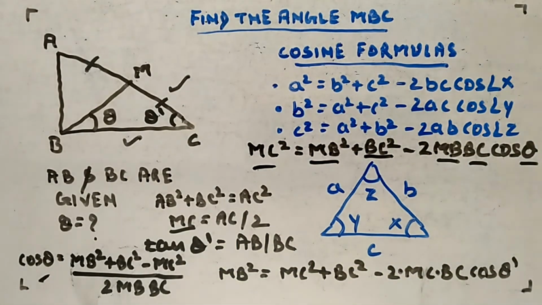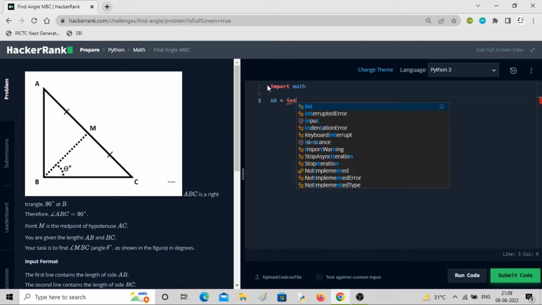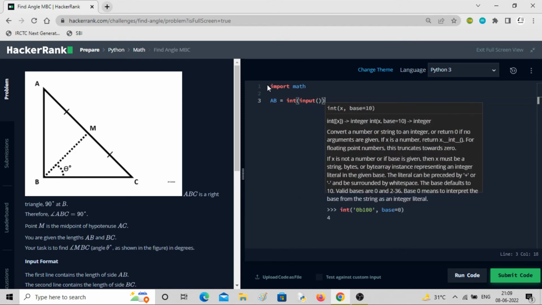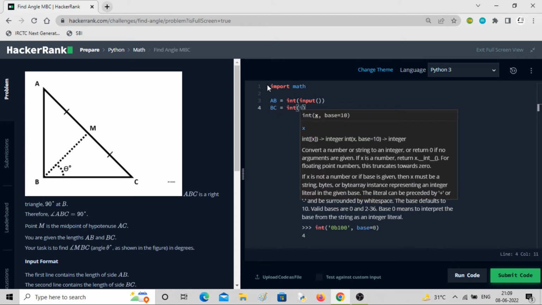Okay, so let's go to the screen now. Hopefully you have understood the logic. Let me now write the code. Whatever I explained to you on the board, the same thing I'll do here. So first I'll import math for calculation, then I'll take the values AB and BC as int input. Similarly I'll have BC equal to int input.